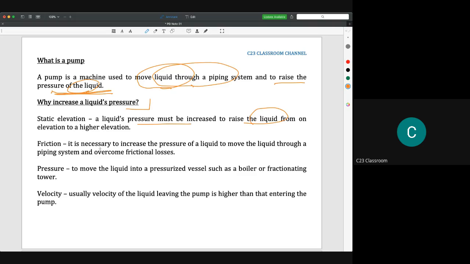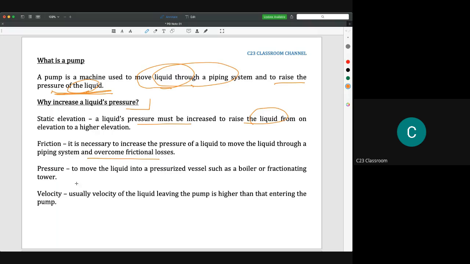Friction, it is necessary to increase the pressure of liquid to move the liquid through a piping system and overcome frictional losses. So kadang-kala kita dapati bahawa major loss, minor loss yang ada di dalam sistem pipe adalah besar. Oleh itu kita perlu memberikan extra energy. So pump juga dikenali sebagai satu device yang memberi extra energy kepada aliran. Ia terbalik dengan turbine. Turbine adalah satu device yang menyerap tenaga daripada aliran air.